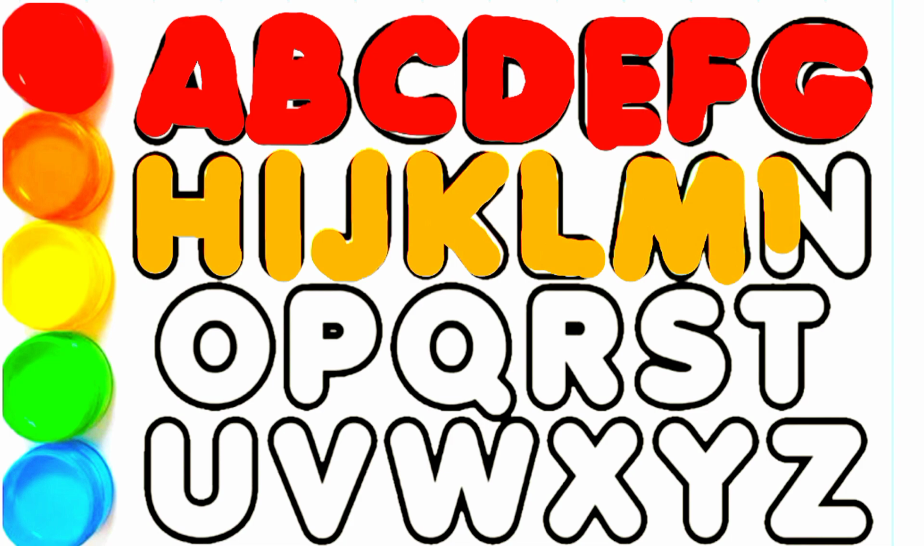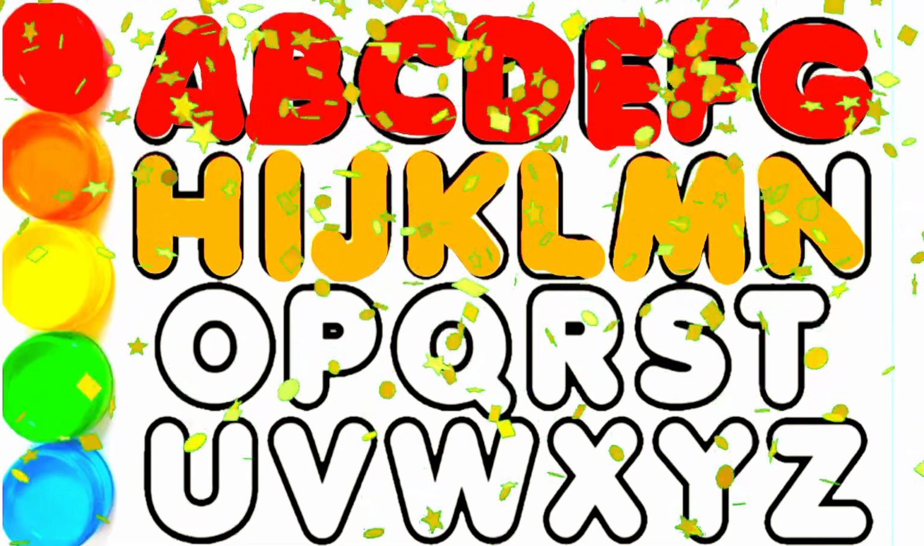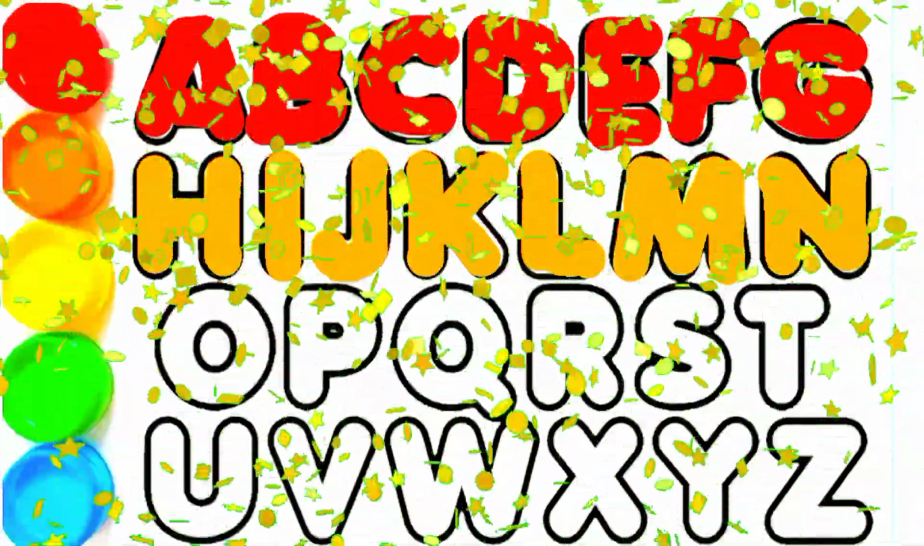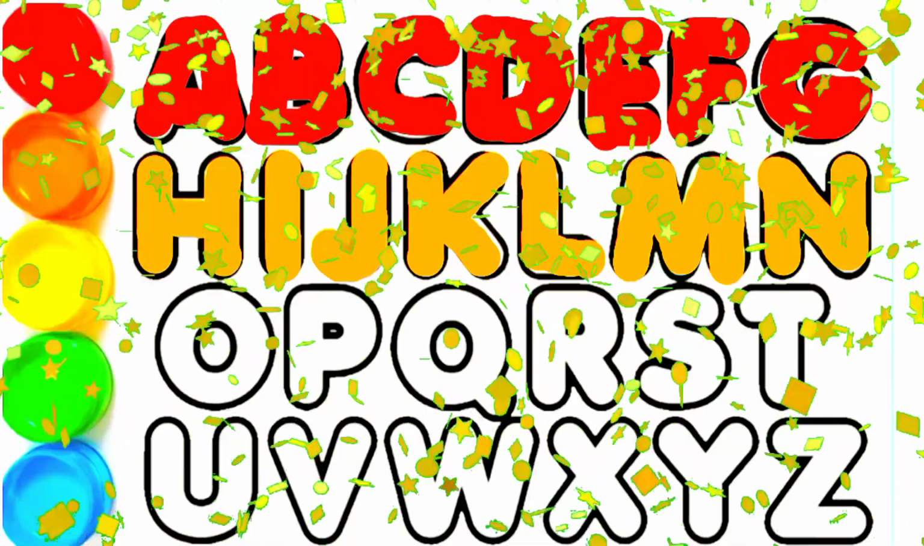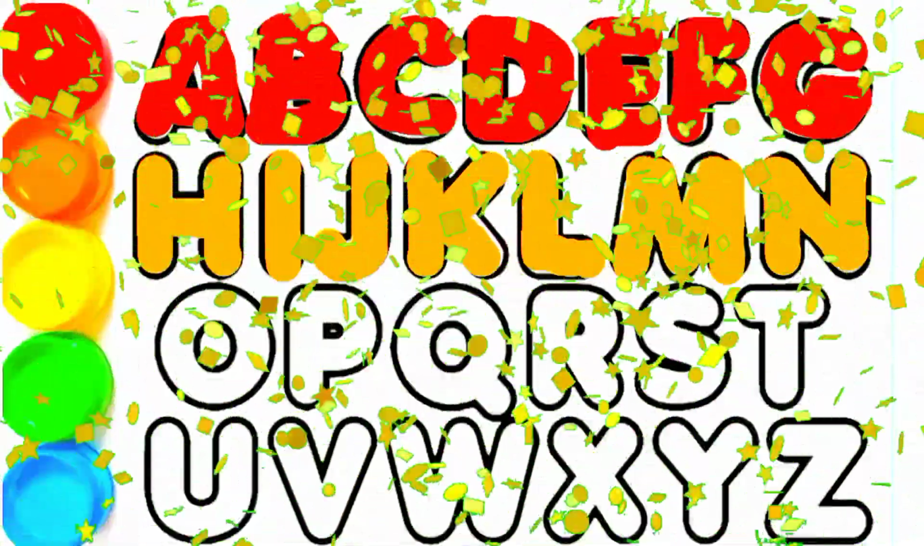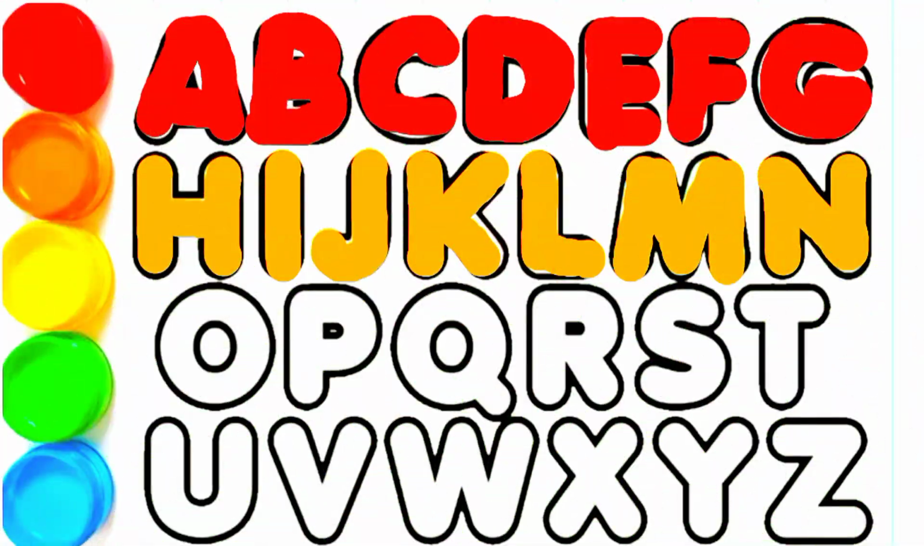N. N for nest. Green color. O. O for orange. P. P for parrot.